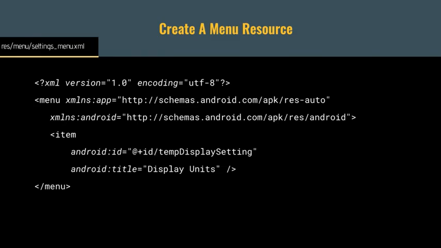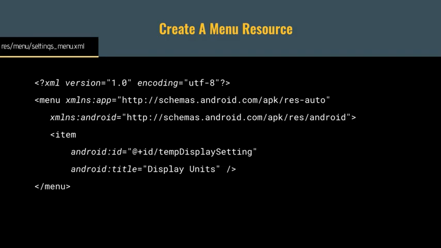So to create a menu resource, we're going to create a new file. Menu resources should live within the res/menu directory. So this is similar to res/layouts or res/drawable. Menu is its own resource type that lives within that res directory. And then the individual menus are XML files. So in this case, we've created settings_menu.xml. And the XML for that is fairly straightforward.